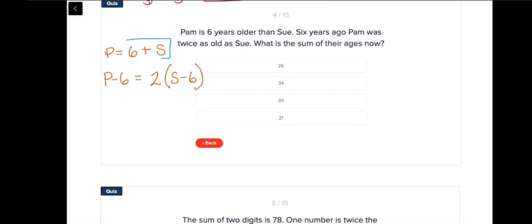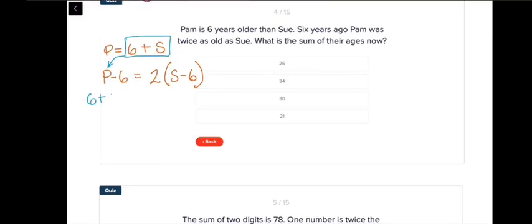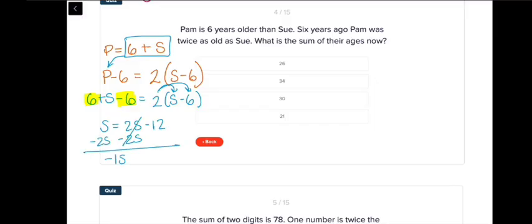So now we can use substitution. We can go ahead and take this and substitute it here. So our equation will be 6 plus s minus 6 is equal to 2 times s minus 6. When we combine 6 and negative 6, it will give us 0, so we're left with just s is equal to, when we distribute this 2, 2s minus 12. Now you don't want to have the variable on both sides of the equation, so let's put it on one side. I'm going to move it to the left by subtracting 2s from both sides. That will leave me with negative 1s is equal to negative 12. And now I divide both sides by negative 1, and I get that Sue is 12 years old.